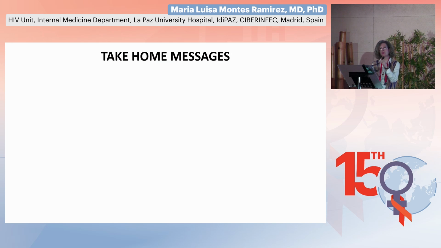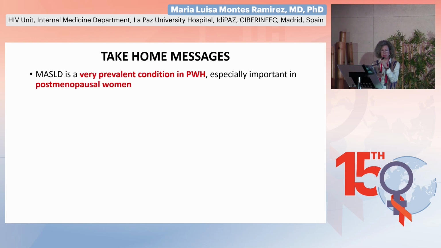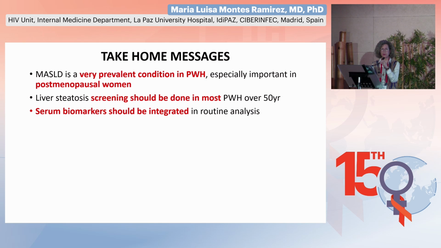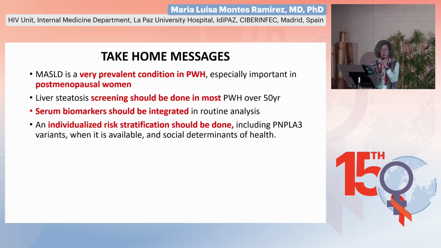To finish, I hope to have convinced you of the importance of MASLD. MASLD is a very prevalent condition in people with HIV, especially important in postmenopausal women. Liver steatosis screening should be done in most people with HIV over 50 years. Serum biomarkers of steatosis and fibrosis should be integrated in routine analysis. An individual risk stratification should be done, including PNPLA3 variants when available and social determinants of health.